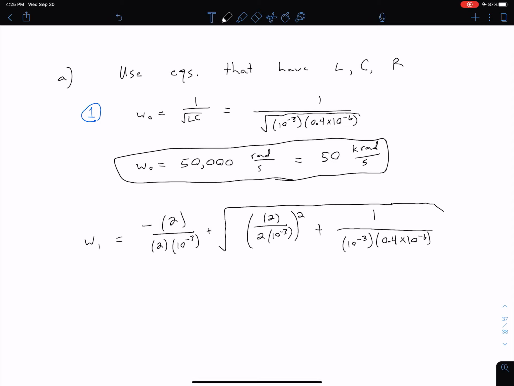So if we plug that in, we get that our omega 1 is equal to 49,009.999. Again, the units of that are radians per second. Well, that's pretty difficult to deal with and carry around, so let's instead say that that's approximately 49 kiloradians per second.